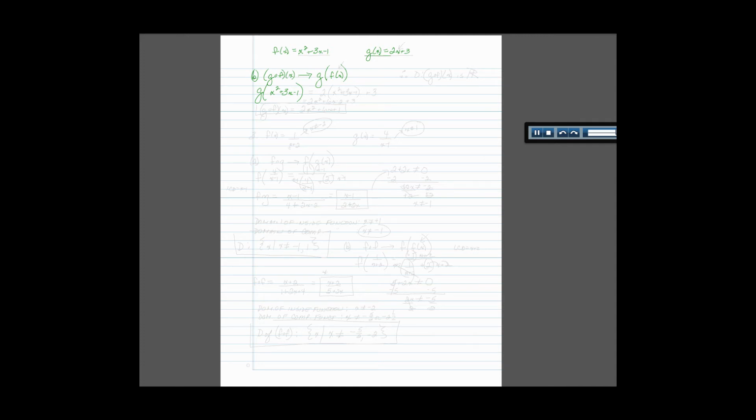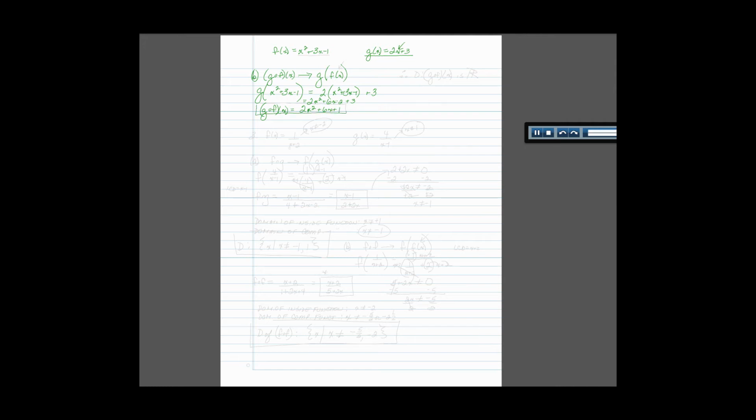Now I have to go to the g function, and everywhere there's an x, I'm going to put in x squared plus 3x minus 1. So that's equal to 2, take out the x, put in the x squared plus 3x minus 1, and then plus 3. I just followed my g function. Distribute that 2, and you get 2x squared plus 6x minus 2 plus 3, or g of f of x is equal to 2x squared plus 6x plus 1.